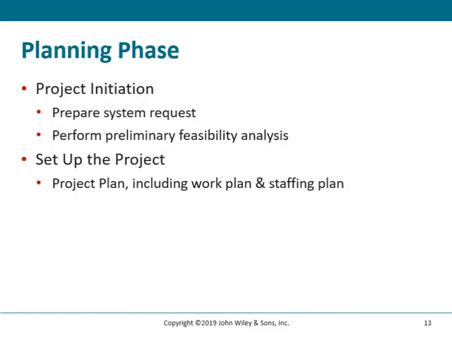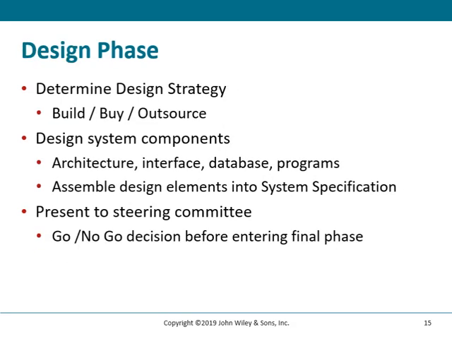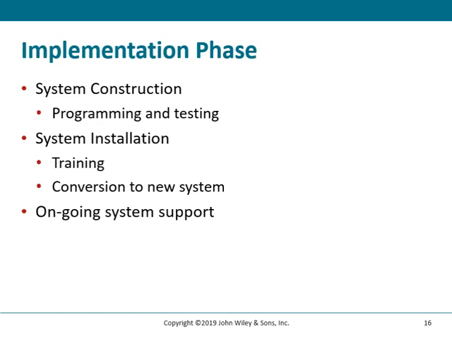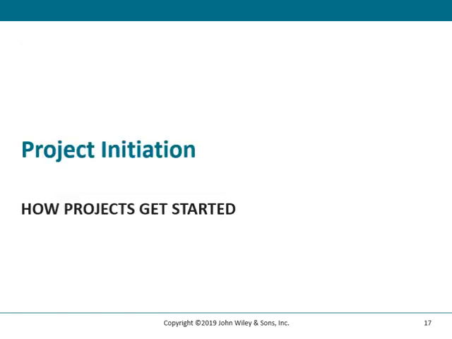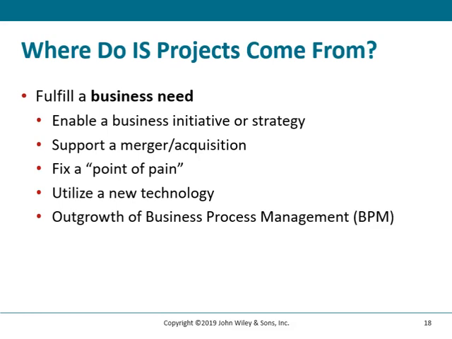Each phase includes specific tasks. We will introduce these tasks and according skills in detail in the following chapters. The following section introduces project initiation, how projects get started. A project is identified when someone in the organization identifies a business need to build a system. These are the examples of business need.